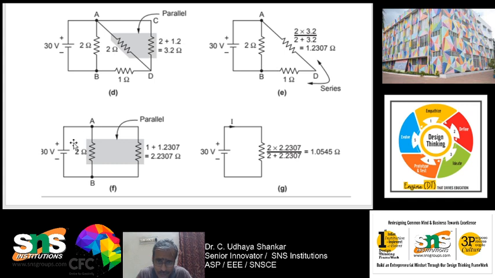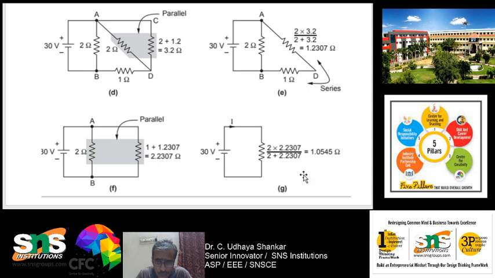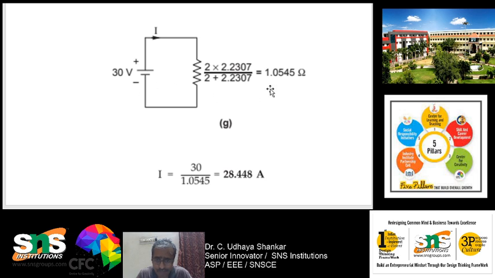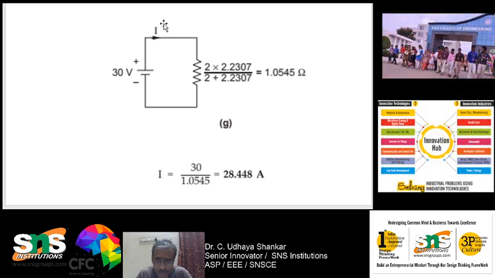So now again you can see that these two are connected in parallel. Is it right? So you can see that 2 into 2.23 divided by 2 plus 2.23 is equal to 1.045 ohms. So this is the final equivalent circuit which I have promised. So you can see that this particular big circuit has been converted to a very small circuit.